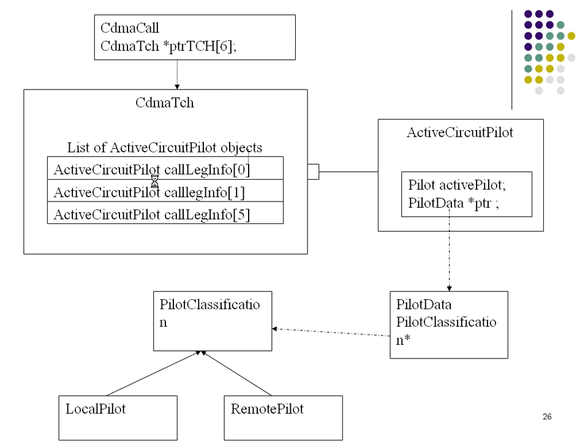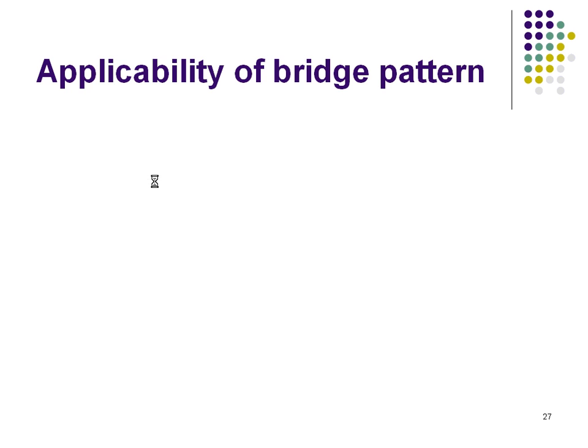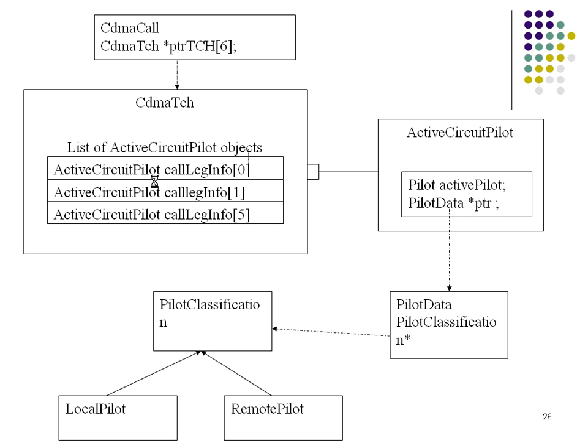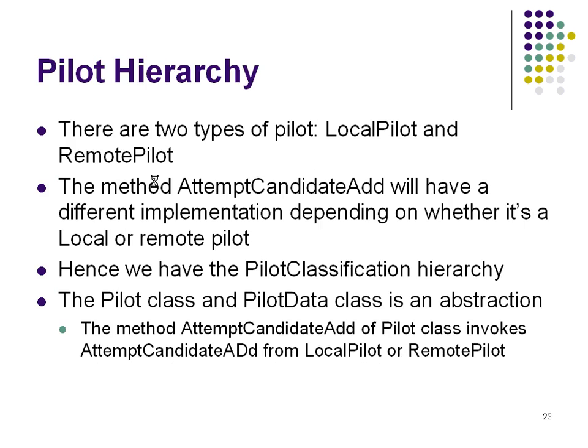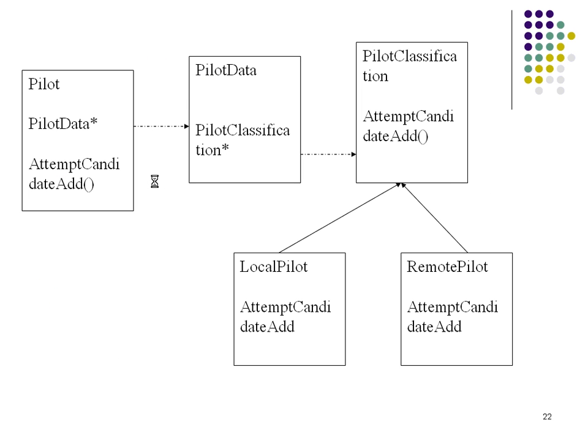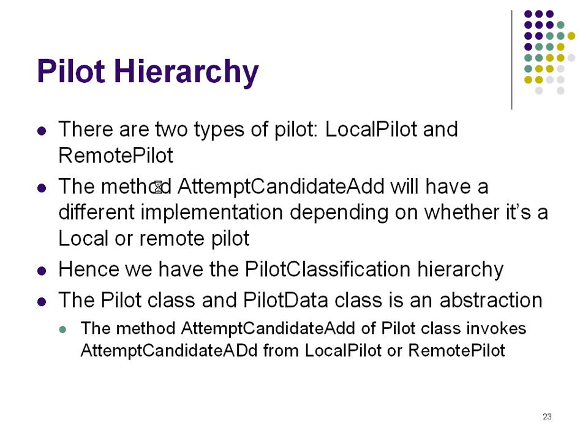Now this part was already created, the pilot data and the pilot data pointing to the local pilot or the remote pilot object. Now this pointer is made to point to the active circuit pilot object, and that is the end of call setup. So as you can see, this pilot hierarchy makes use of the bridge pattern. The three classes on the right side, which is pilot classification, including local pilot and remote pilot, implement the implementation, and the class on the left side, which is pilot, implements the abstraction or the interface.